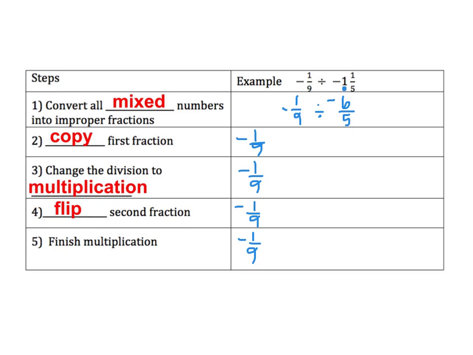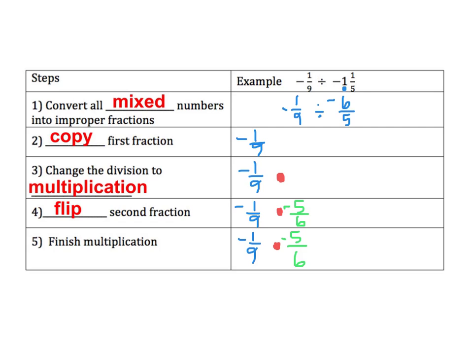Then I'm going to change the division to multiplication. And then I am going to flip the second fraction. So I had 5 on the bottom, so I'm going to write 5 on the top. And -6 was on the top, so I'm going to write a negative and 6 on the bottom. And then from here, I can just multiply straight across like we learned in our rules from the last lesson.